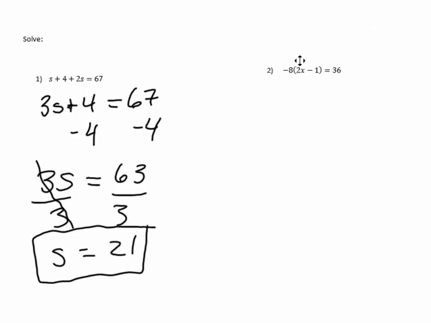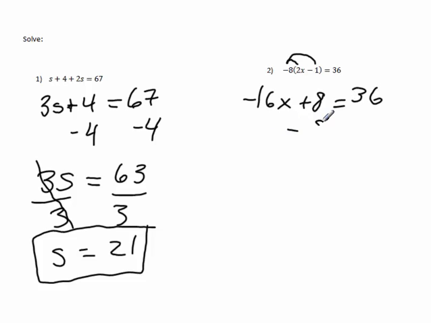For this problem, the first thing I want to do is clear these parentheses. And inside the parentheses, I have 2x minus 1. Since these are not like terms, I need to distribute my negative 8 first. So I'm going to distribute my negative 8 to the 2x and the negative 1. Well, negative 8 times 2 is negative 16x. And negative 8 times negative 1 is a positive 8. And that's all equal to 36.